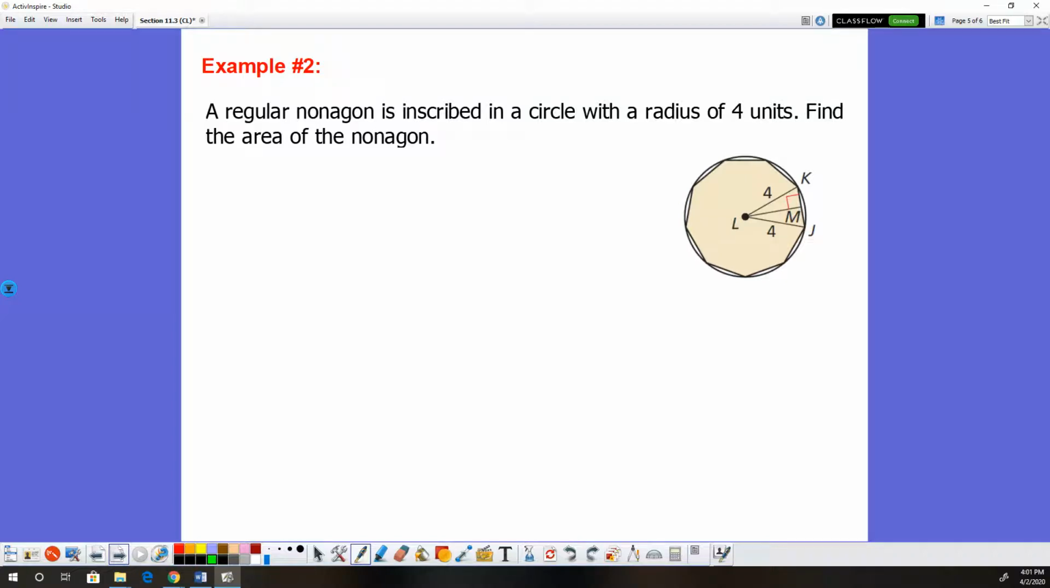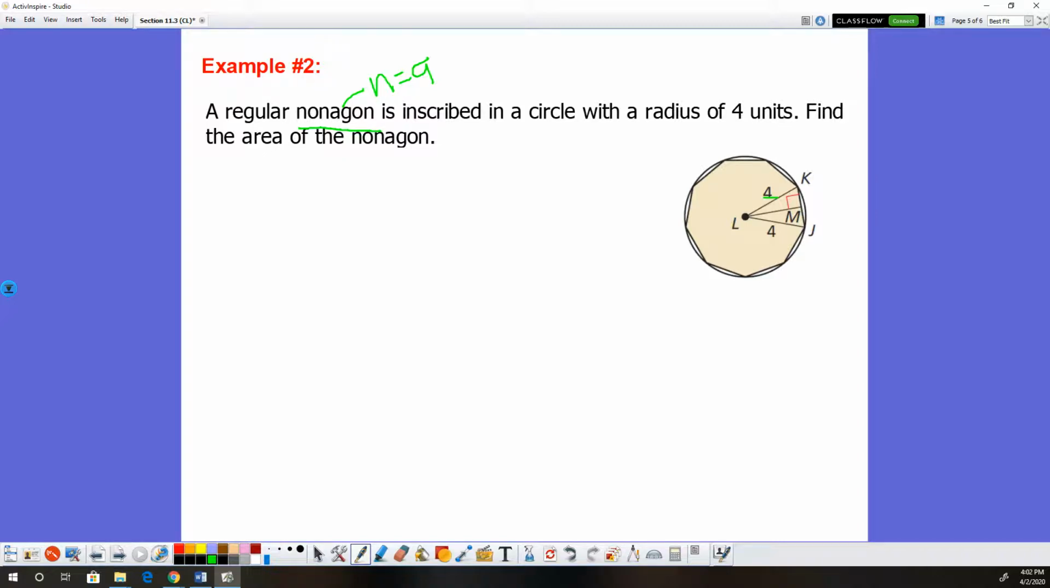All right, so a regular nonagon is inscribed in a circle with a radius of 4, and it tells us the radius of 4 right here. Well, a nonagon has 9 sides. All right, we want to find the area of this nonagon.